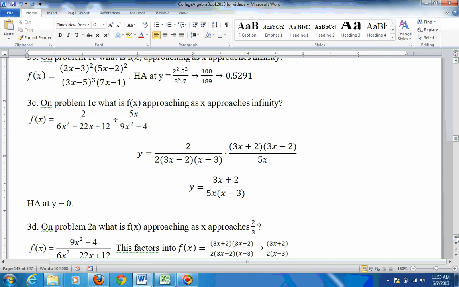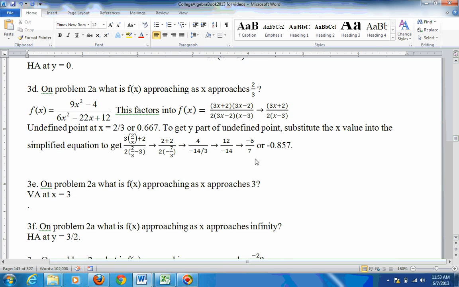On 3d, it says on problem 2a, what is f of x approaching as x approaches 2/3? Well, this thing's simplified, factored, and something canceled out right there. These two things canceled out. The 3x minus 2 canceled out. And see, at 3x minus 2, that's where there was an undefined point. And so this is saying what is the y part getting close to as x approaches 2/3. So how do we find the y part of the undefined point?